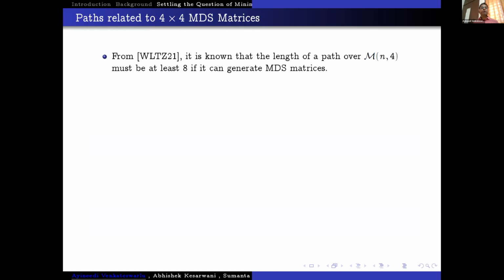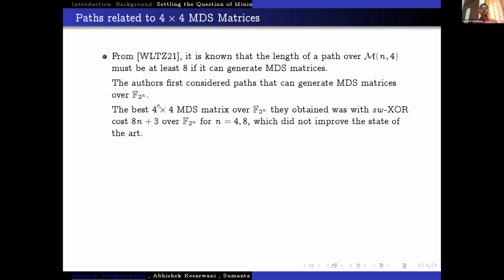From Wong et al.'s paper, we know that the smallest path that can generate MDS matrices is of length 8. First, they searched for matrices over the finite field F2 to the power n, searching all the paths of length 8. There are 12 power 8 paths, and the best that they can get is having cost 8n plus 3. So this matches the known result. They could not improve the known matrices.